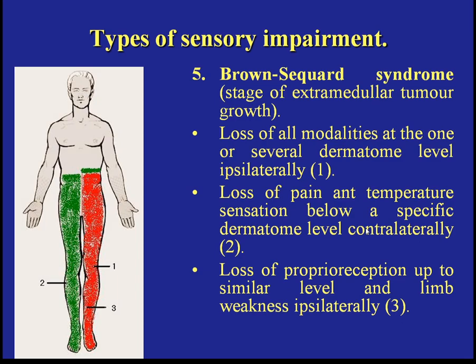One more very interesting phenomenon. This is Brown-Séquard syndrome, a stage of extramedullary tumor growth. This is pathology of half of the spinal cord at this level, on this picture, the left side. On the ipsilateral side, we have loss of proprioception. Contralaterally, we have pathology of superficial sensation.